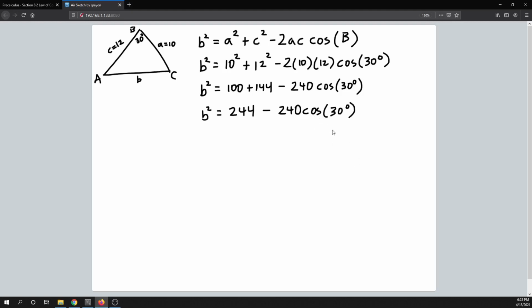In this case, 30 degrees is one of the special angles, so we know that its cosine is square root 3 over 2. But at that point, you'd have to basically go to the calculator anyway to figure out what the square root of 3 is. And then we also have to take the square root of this as well. But I just want to point out something. Some people, when they're working through this, want to combine these two numbers first, and you can't do that, because this 240 is being multiplied times the cosine of 30.